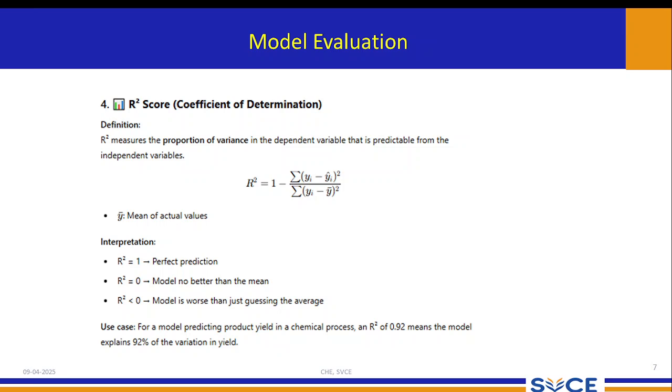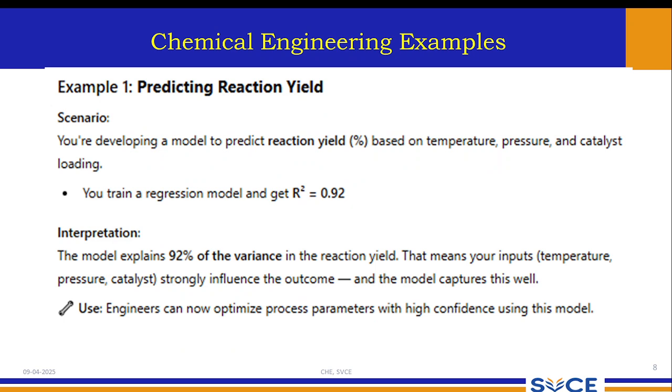Okay, so when it is equal to 0, it is not better than the mean. If it is less than 0, it is worse than the average, that is, worse than the mean. So that is the interpretation of this particular term when it comes to regression modeling. We will see examples for all these categories.